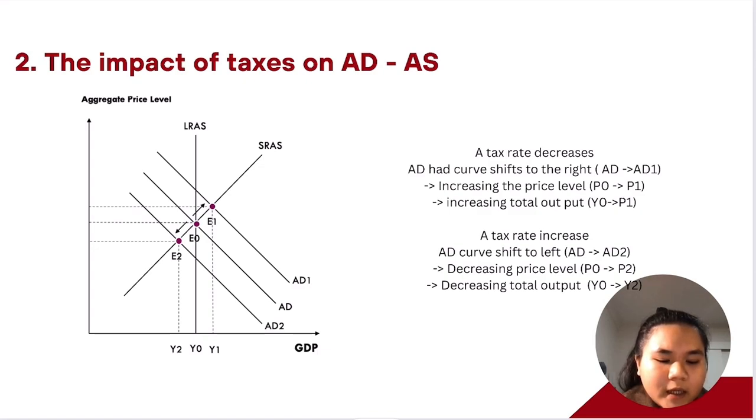On the other hand, if the tax rose, people's disposable income would decrease. As a result, the aggregate demand curve would shift from AD0 to AD2, moving to the left. As a result, both the price level from P0 to P2 and total production from Y0 to Y2 should decrease. The unemployment rate will increase as economic output declines.